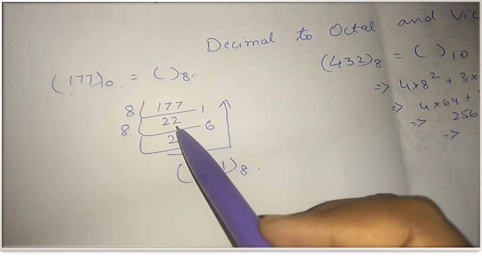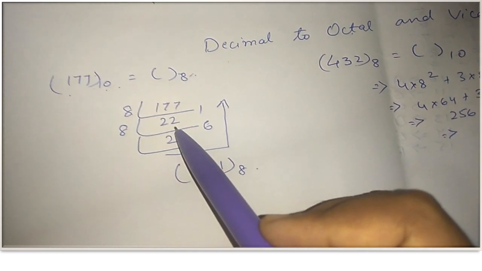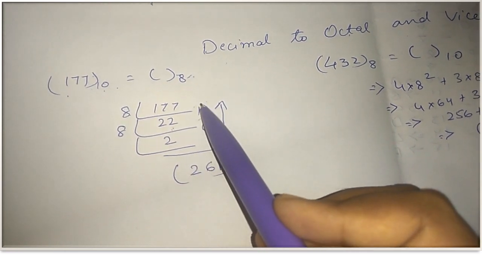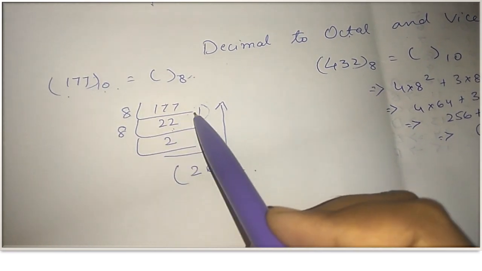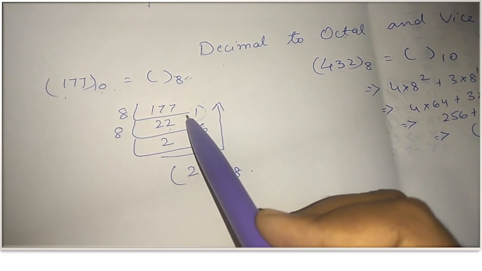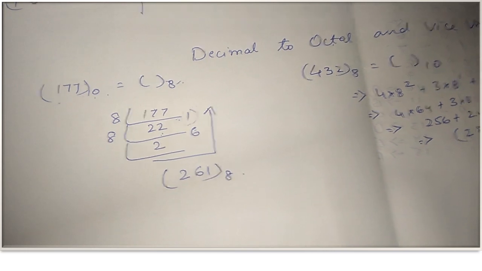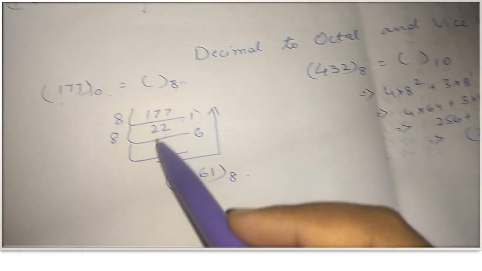Okay, so 177 divided by 8. So we will get the quotient 22, and the remainder we received is 1. I have written it after the line. Okay, just remember this thing, then you will not have any confusion identifying the answers.